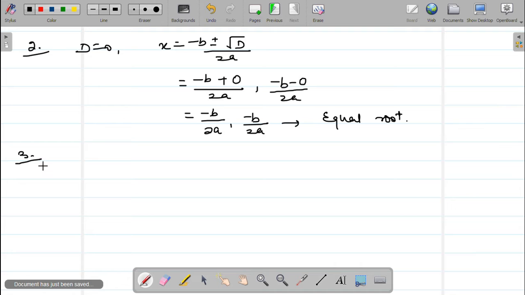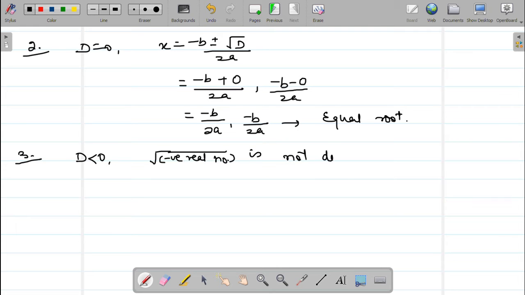And the third case is D less than 0. As discussed earlier, under root of any negative real number is not defined, at least in the real plane. So that's why under root of D, if D is less than 0, is not defined. So we say no real roots. We continue from this one in the complex plane in grade 11. For grade 10, you just simply write that we have no real roots.